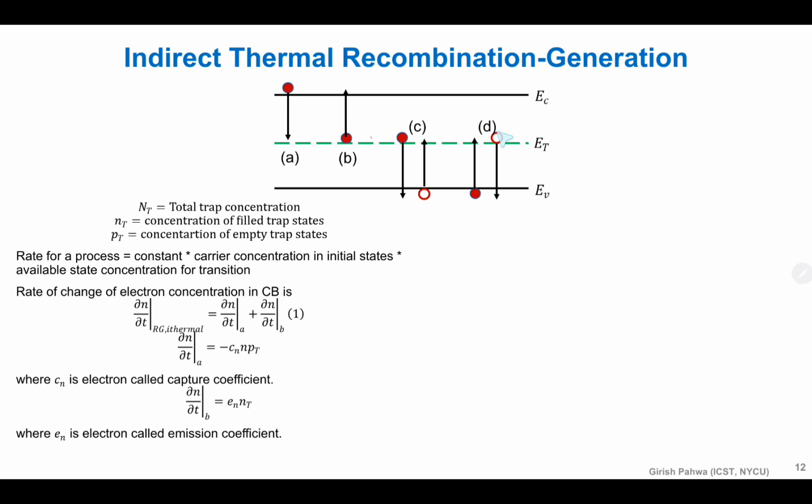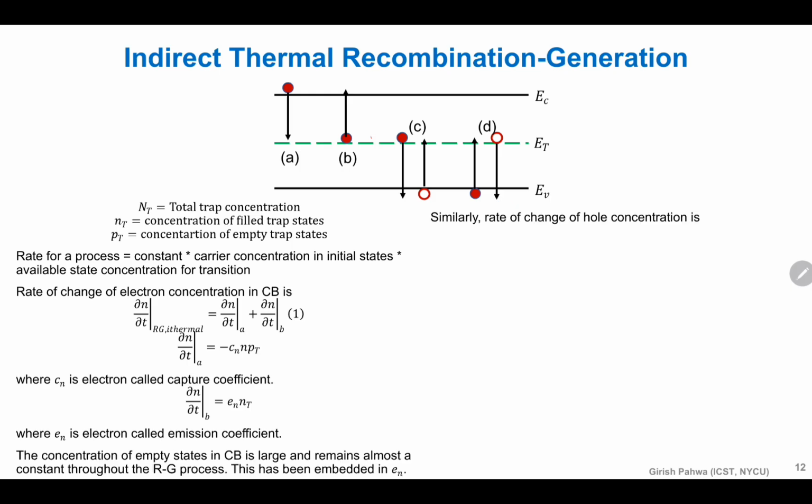Okay, now let's talk about these two other processes, and let's talk about the concentration of holes in the valence band. Which are the processes that affect the concentration of holes in the valence band? Process C and D. In process C, the holes are going from the valence band to the trap level, and in process D, holes are coming back. Okay, so the rate of change of hole concentration, del P by del T.